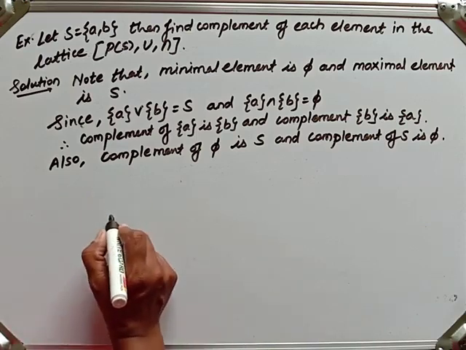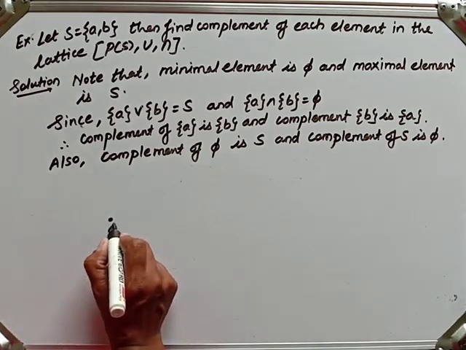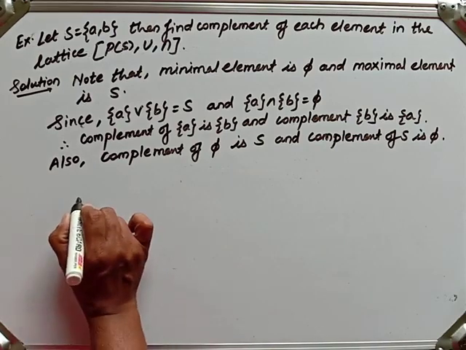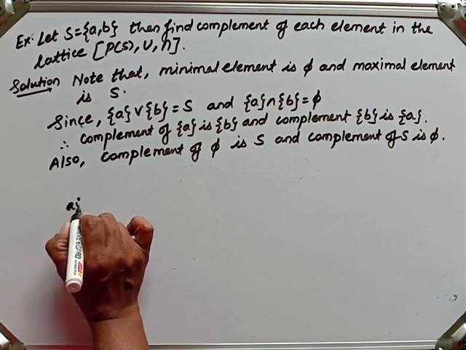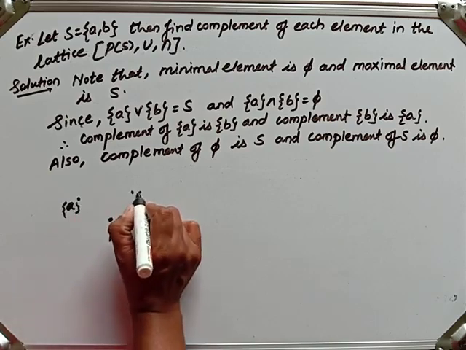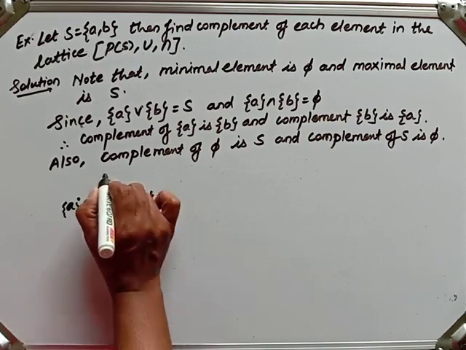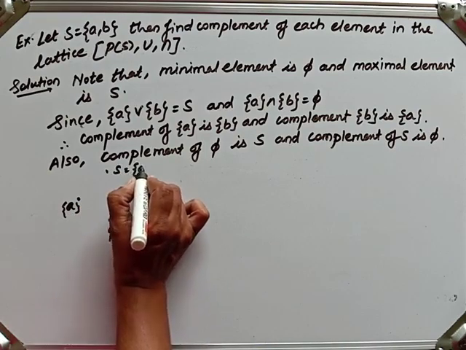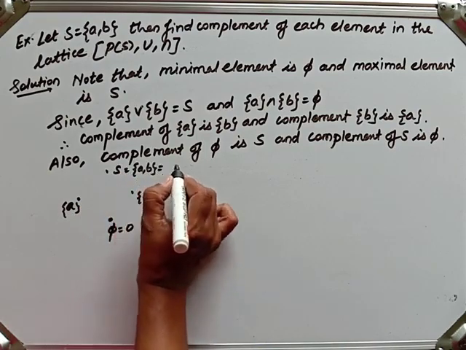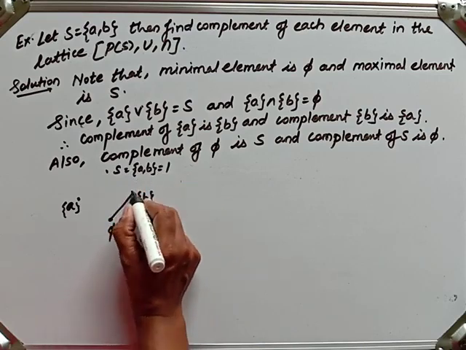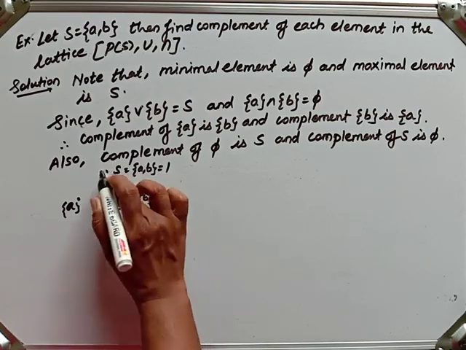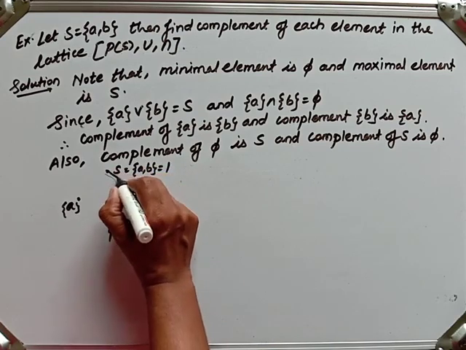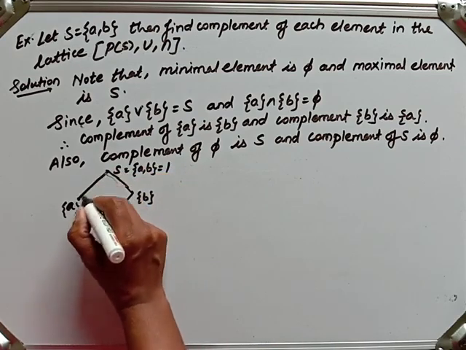So here, what is the Hasse diagram here? This is φ, the 0 element, or the minimal element, denoted by 0. This is singleton A, this is singleton B, and here we can say S. S is this {A, B}, and that is nothing but 1 here. It is the maximal element. Fine. So here we can join them as such.